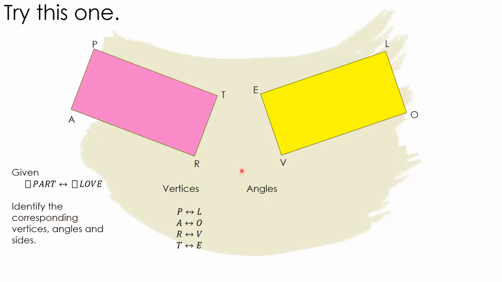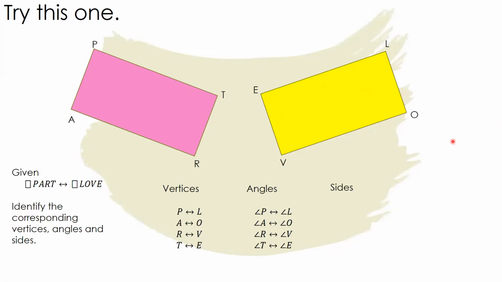Now let's go with the angles. Angle P corresponds to angle L, angle A corresponds to angle O, angle R corresponds to angle V, and angle T corresponds to angle E.